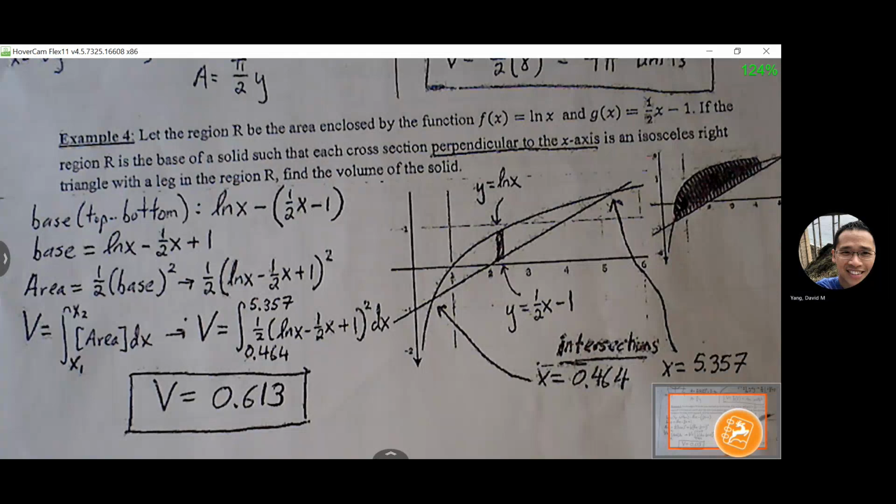Y equals. I always do Zoom 6. Zoom 6 always gets me to my standard window, and then from there I can do a box. So now do Zoom box and draw a box around that region. Make sure you're practicing getting those intersections, that you can read those intersections off your calculator.